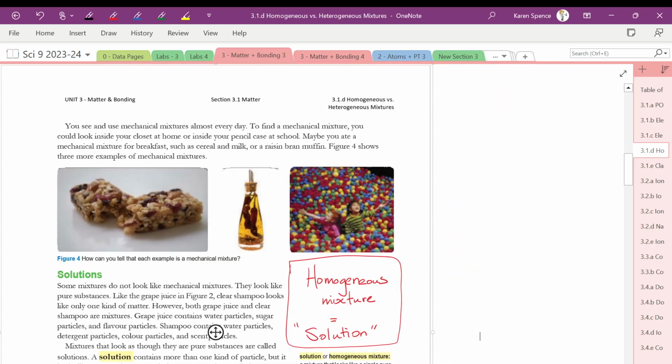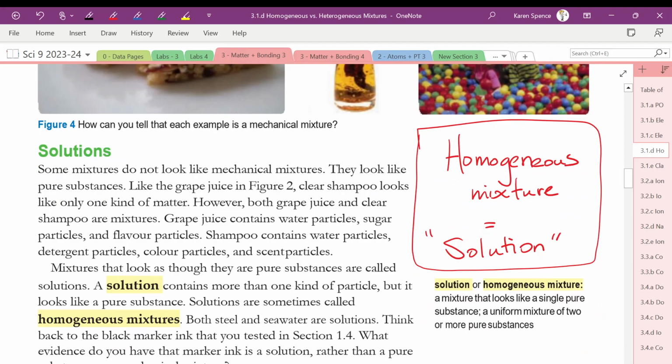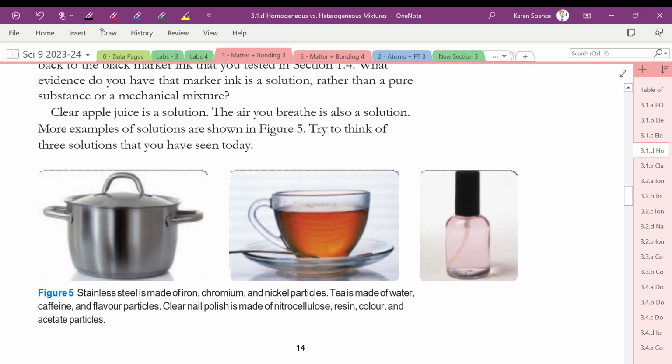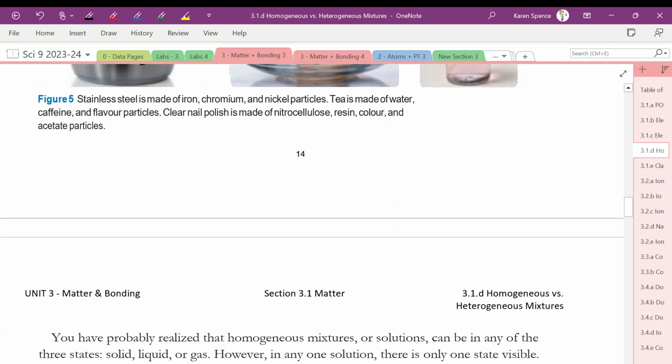All right, let's take a look at some pictures here. Stainless steel. It is made of iron and chromium and carbon and a few other things. But is that steel different from one area to the other? No, because it's mixed really thoroughly. Okay. How about a cup of tea? Can you see different parts? Will it taste different places? Nope, it's all going to be the same. Okay.